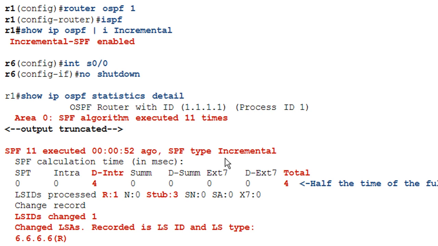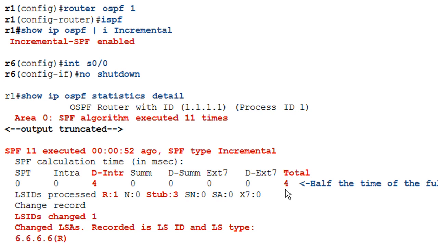So we're only doing a partial SPF calculation, and as we looked here, that's interesting, it's deleting intra area. Not sure why that is, but anyway, we don't need to worry about all that. What we're looking at here is the total. The total now is 4 milliseconds. So it ran a partial SPF calculation, and it took 4 milliseconds, which is half the time of the full SPF calculation. So not a big deal here. We're looking at milliseconds, but if you had a huge network, this savings in time can be significant.